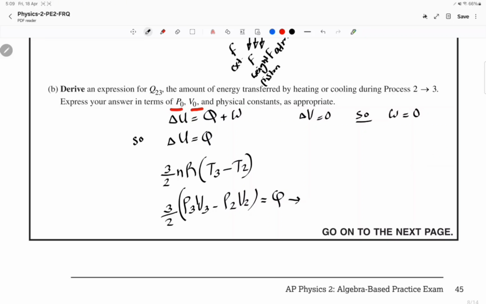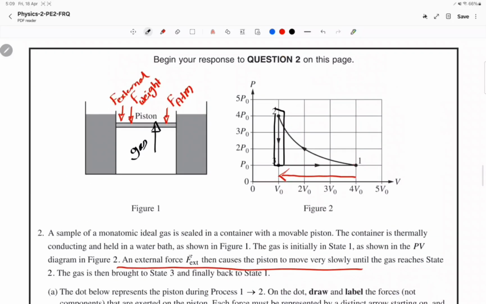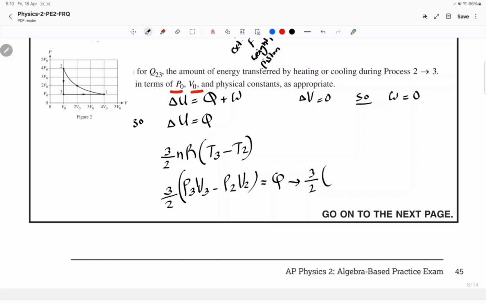Now, how much is the pressure at point 3? P0. Let me just get the figure. So in state 3, the pressure is P0 and the volume is V0. In state 2, the pressure is 4 P0, and the volume is the same volume, V0. So 3/2 times negative 3 P0 V0, and you get negative 9/2 P0 V0 as the answer.